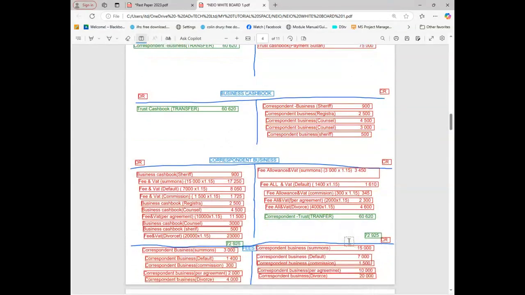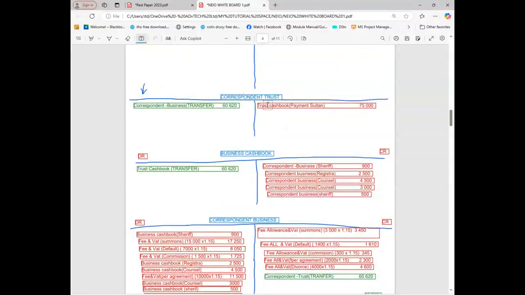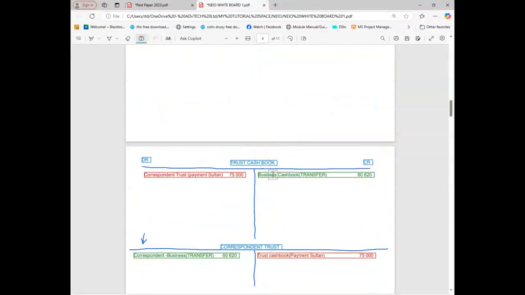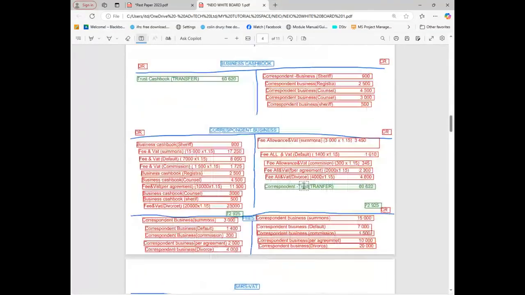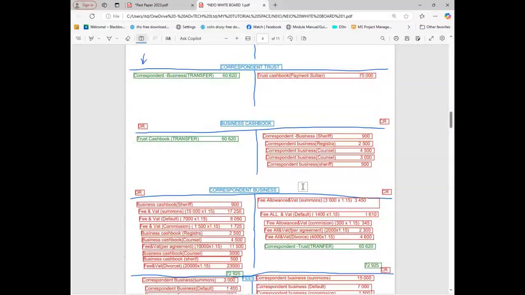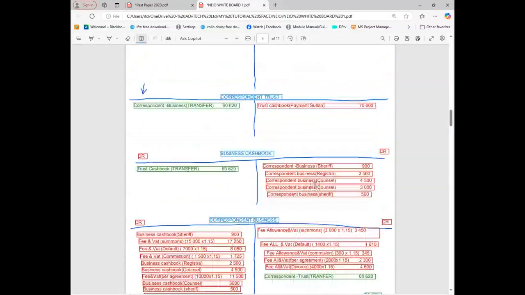Not only for correspondence, even for the usual trust account, even for conveyancing, the transfer will always be between the business and the trust, and thereafter between the cash books. Okay. Any questions so far? No, I don't have any questions. No problem.